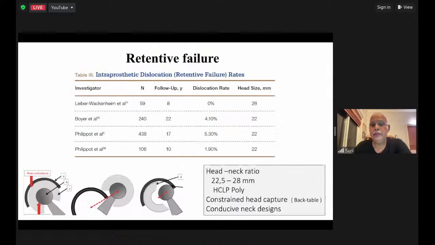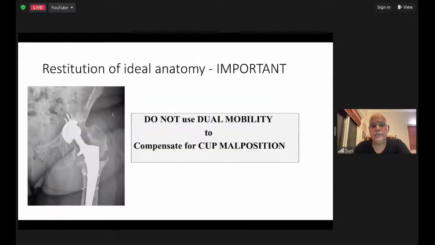Failure of the retentive mechanism, I think, is slowly coming down. Use of a large head, maybe a 22 or a 28 head, seems to be more appropriate, with a lesser degree of dislocation. Cross-link poly, addressing the design issues of the neck, the conducive neck designs, and the constrained head capture have made this less.